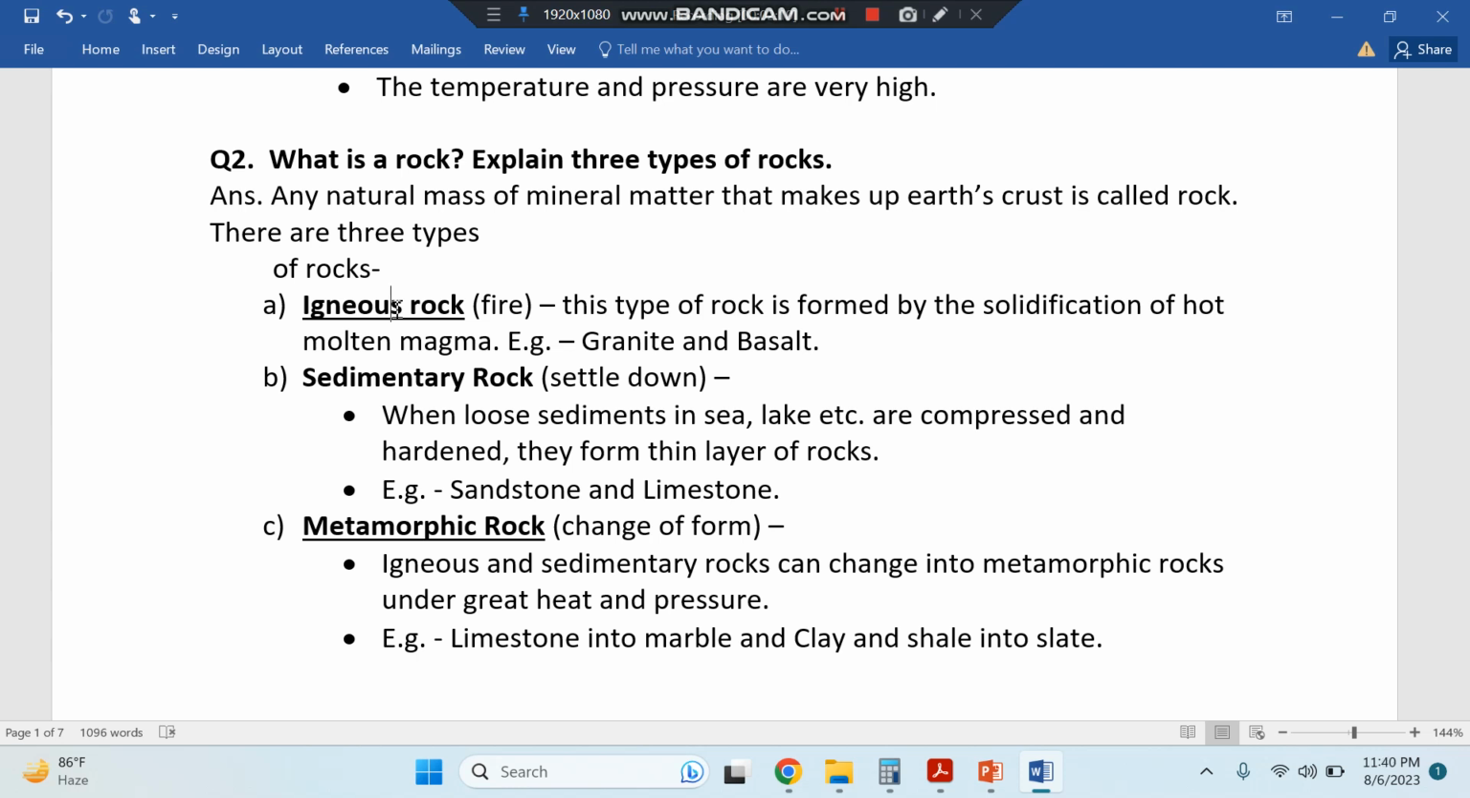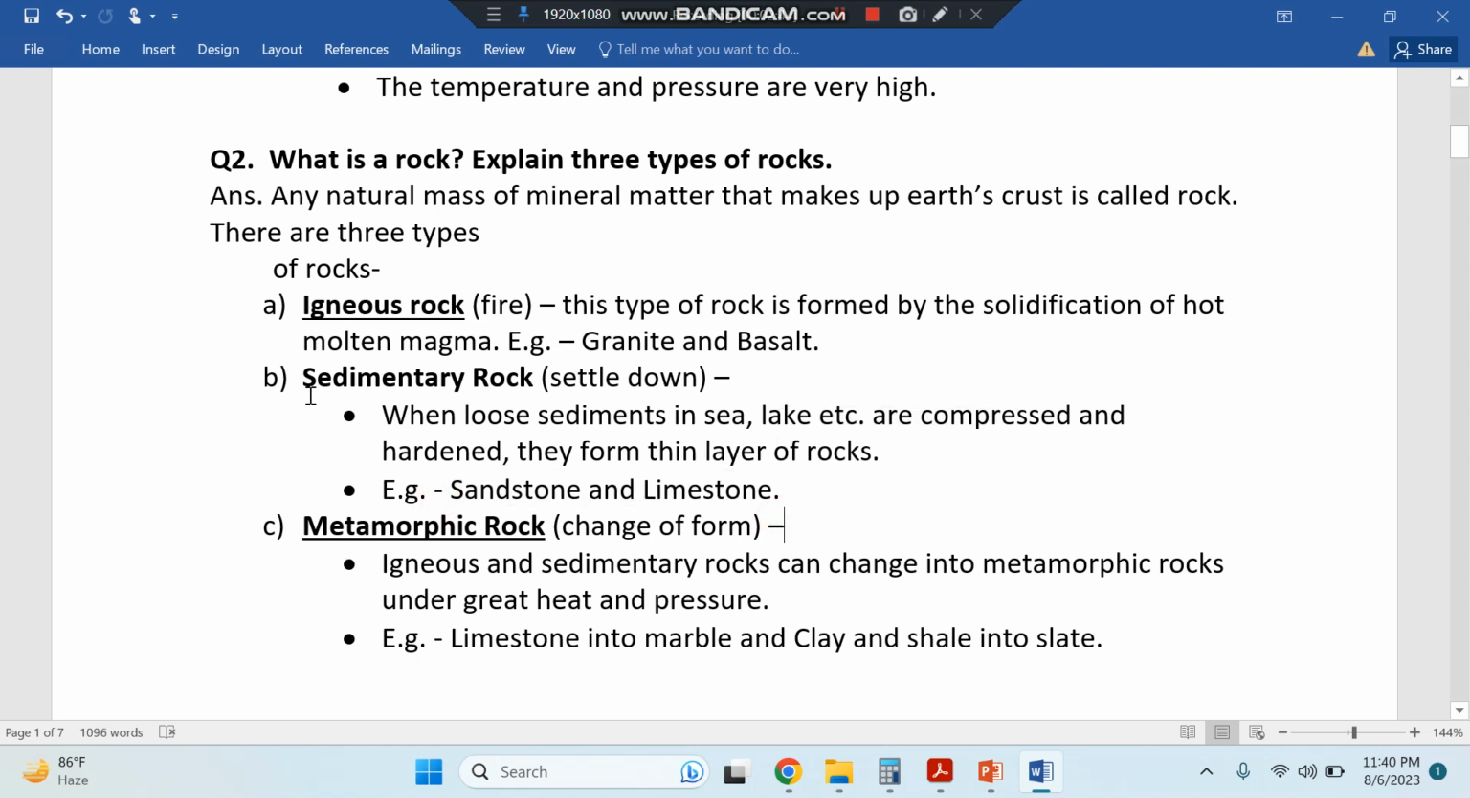Then whenever the river flows, it carries lots of sediments with it, that means lots of stones, rocks, etc. Those rocks over time get deposited layer on layer and are compressed. They become hard over time. It takes millions of years and they form thin layers of rocks. Those stones basically turn into rocks because of too much pressure and compression. For example, sandstone and limestone.